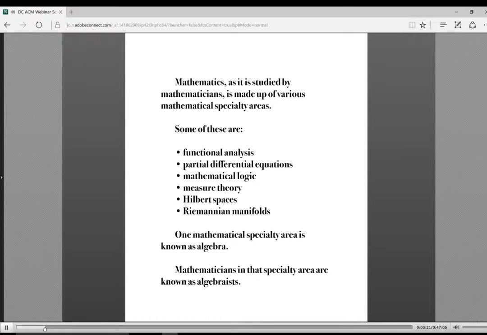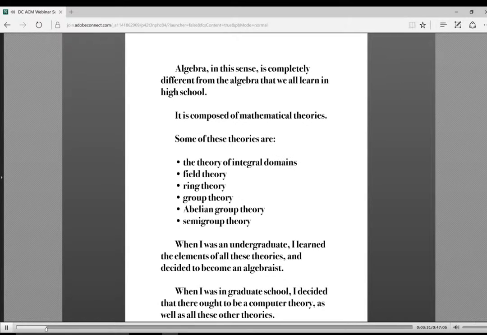One mathematical specialty area is known as algebra. Mathematicians in that specialty area are known as algebraists. Algebra in this sense is completely different from the algebra that we all learn in high school. It is composed of mathematical theories. Some of these theories are the theory of integral domains, field theory, ring theory, group theory, abelian group theory, semigroup theory. When I was an undergraduate, I learned the elements of all these theories and decided to become an algebraist.